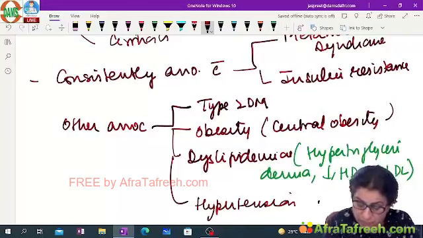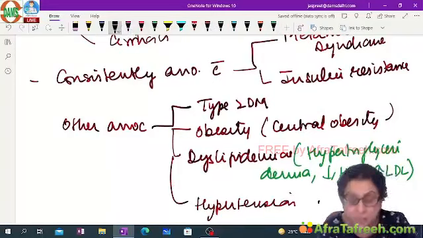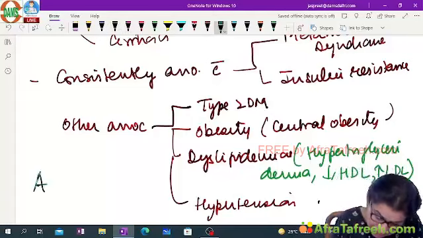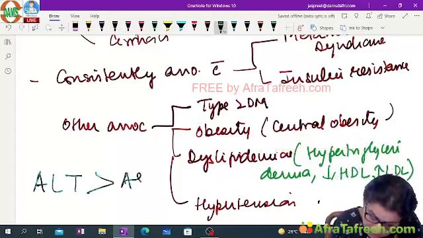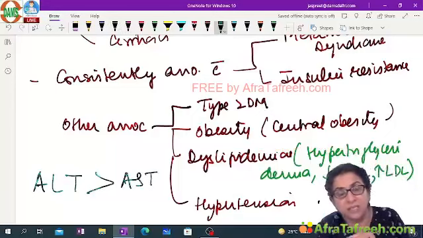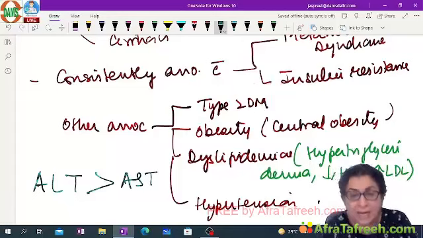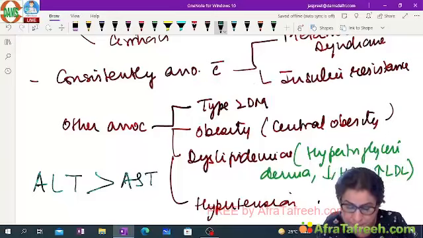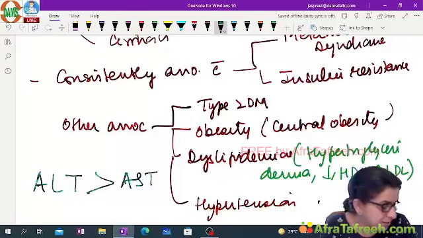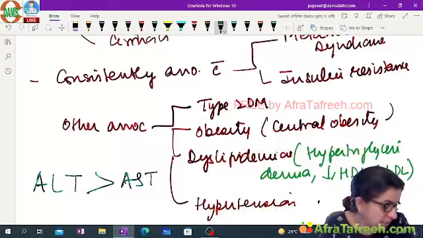Now in this condition, if you look at the liver enzymes, ALT is more than AST. In alcoholic liver disease, AST was more than ALT and the ratio was more than 2:1. Here ALT is more than AST.